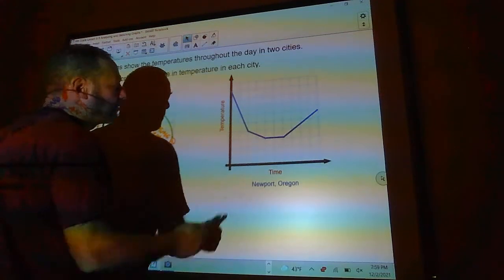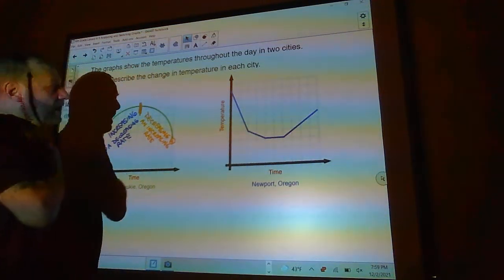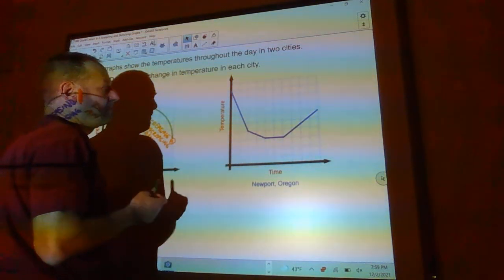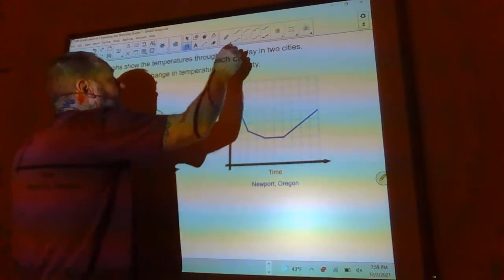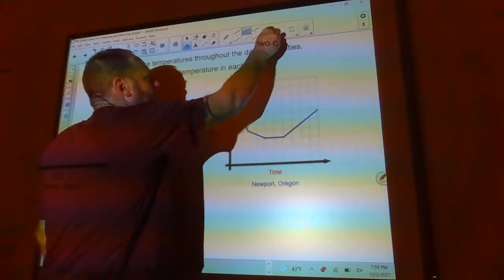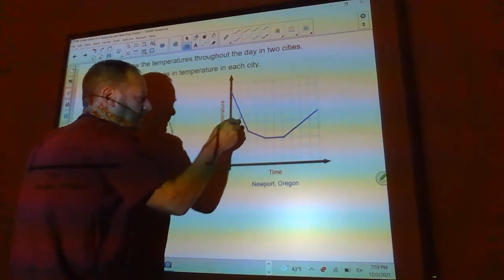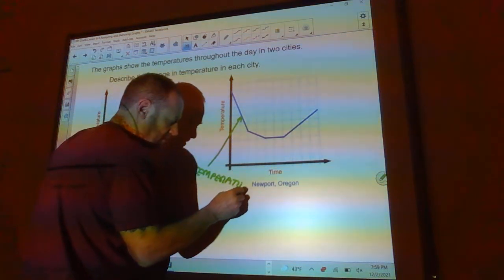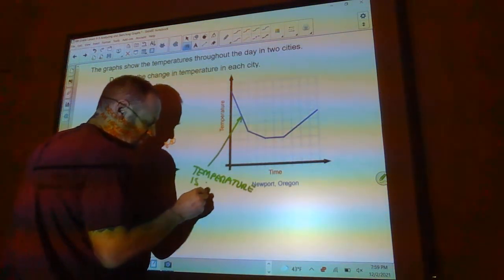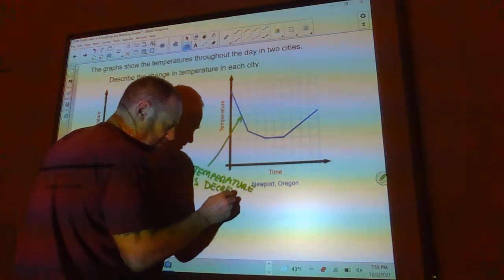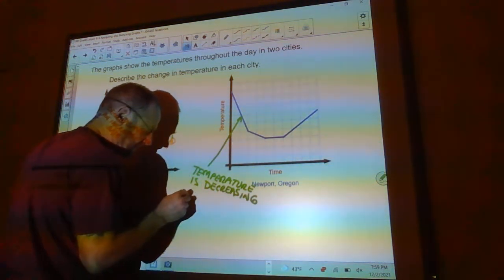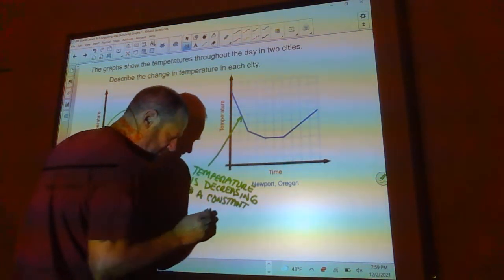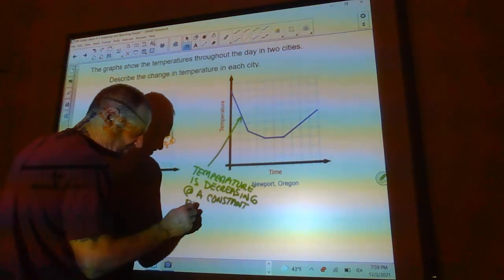Now let's look at this. This is Newport, so this is the temperature. Oh, look at this. It's plunging pretty fast right here. But it's a constant rate because it's a straight line. So here the temperature is decreasing at a constant rate. We'll say at a constant fast rate.